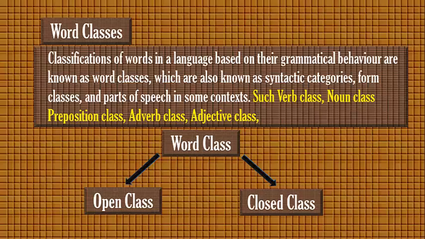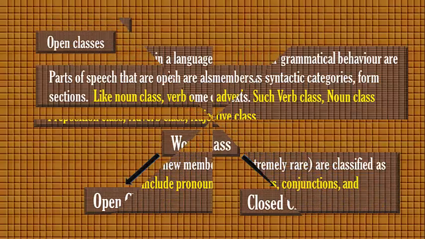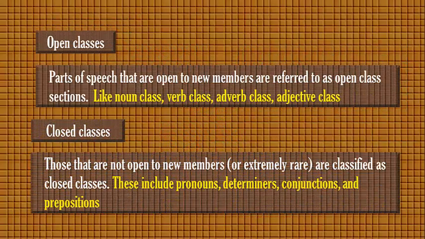There are two types of word class. Number one, open class. Number two, closed class. Let's see them one by one. Open class. Parts of speech that are open to new members are referred to as open classes. For example, noun class, verb class, adverb class, adjective class. A new noun, new verb, new adverb or new adjective can be added to these classes whenever they are invented or borrowed from other languages.